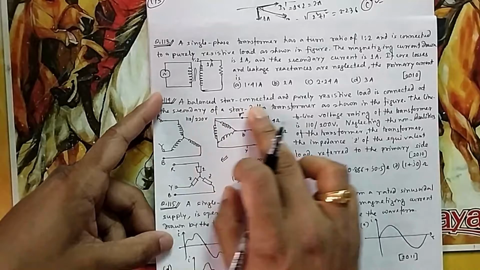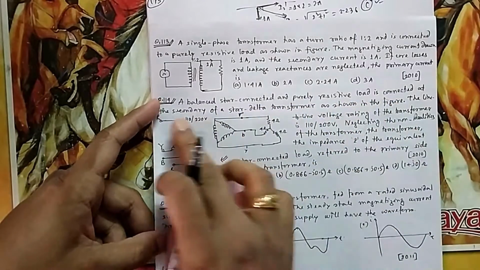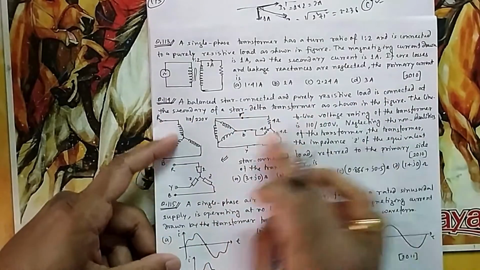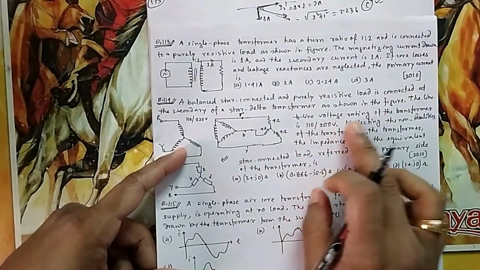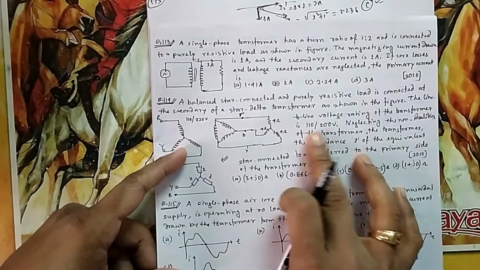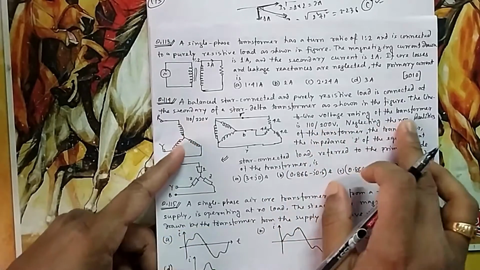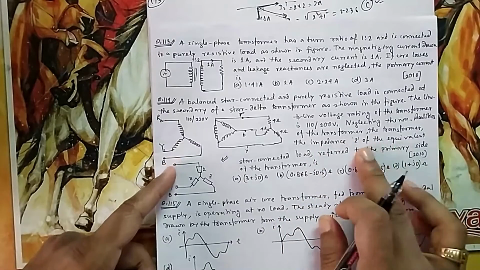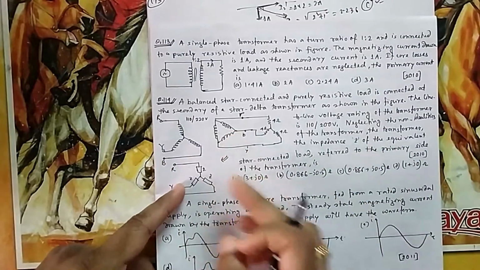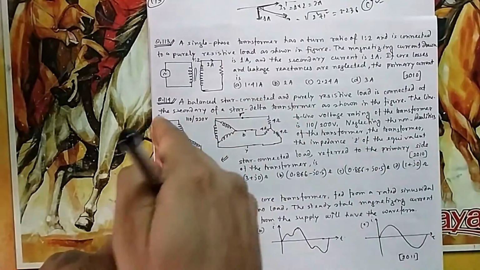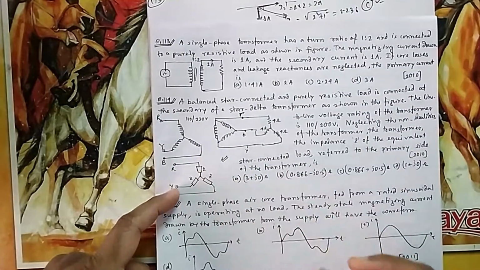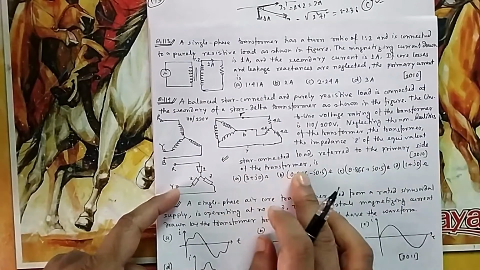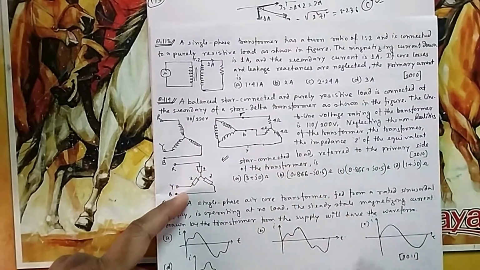Next, if you come to question number 114, a balanced star connected and purely resistive load is connected in the secondary of a star to delta transformer as shown in the figure. The line to line voltage rating of the transformer is 110 by 200 line to line. Neglecting the non-idealities of the transformer, what is the transformer impedance Z of the equivalent star connected load referred to the primary? If you convert this to the primary side, its equivalent star connected load, then what will be this transformer?